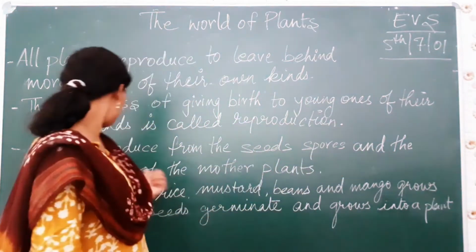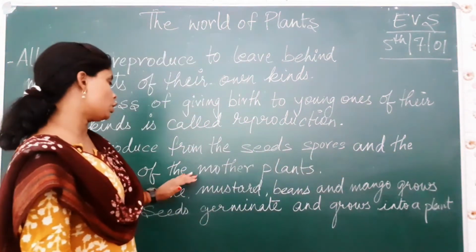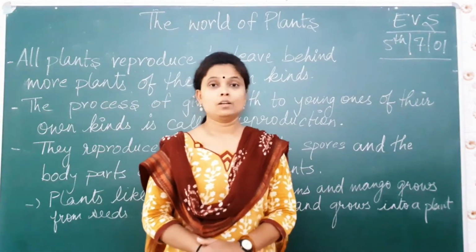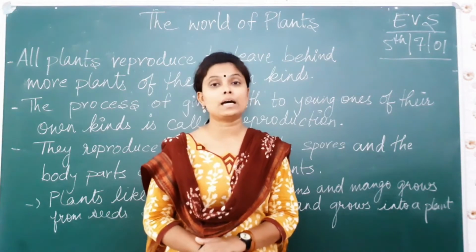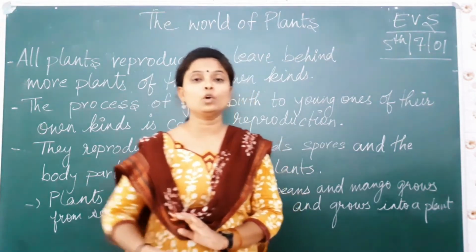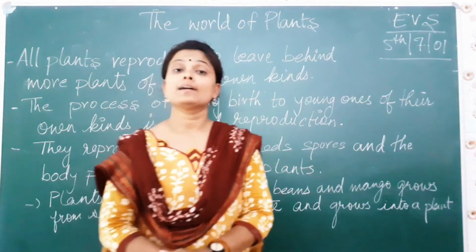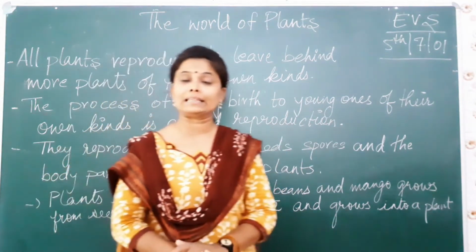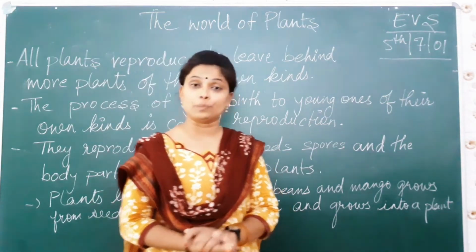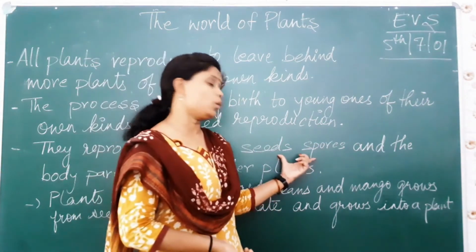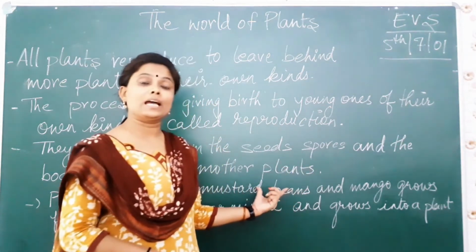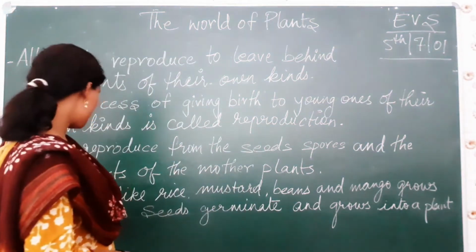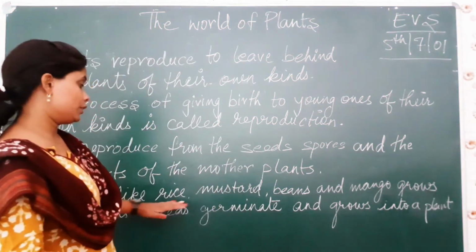And from the body parts of the mother plant. There are 2 types of plant, father plant and mother plant. You will know more in your further classes. Right now for you it is important to understand that the plant gives birth from the spores of seed as well as from the mother plant.